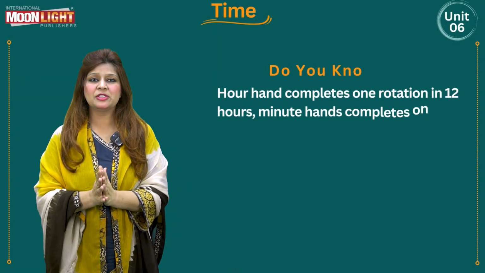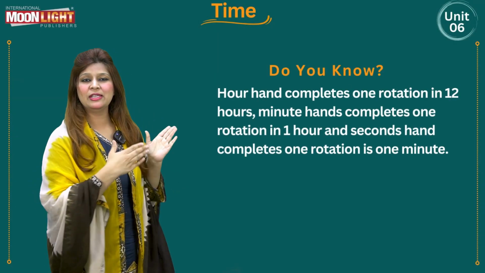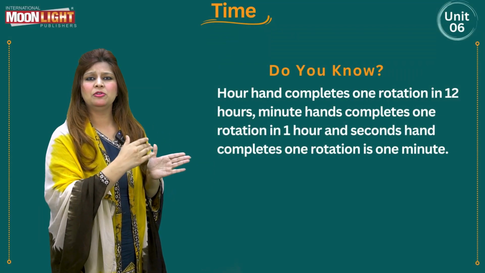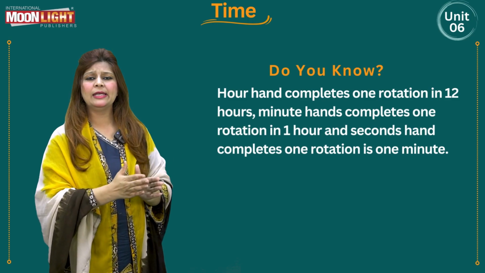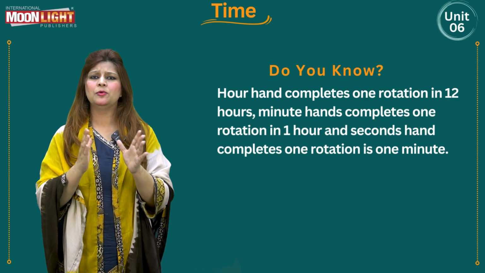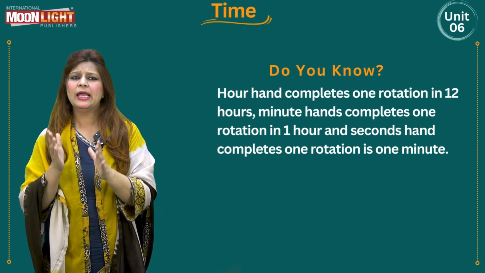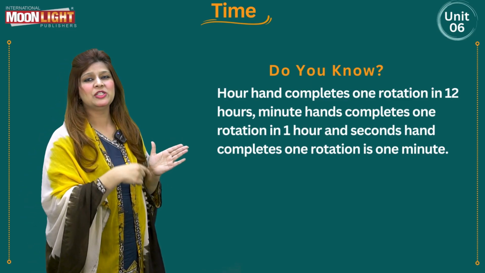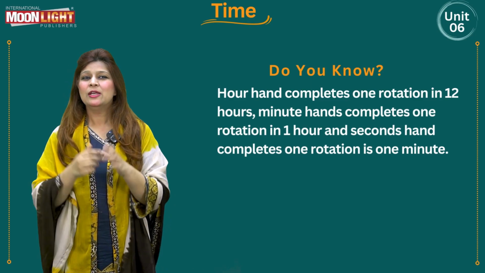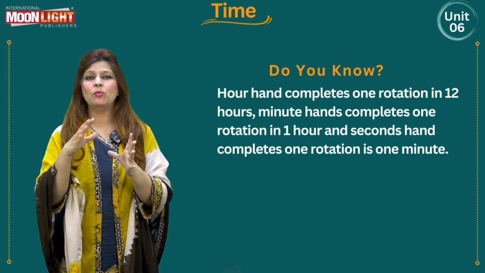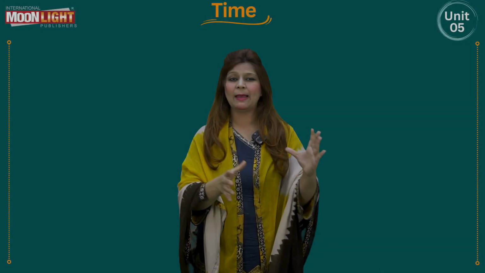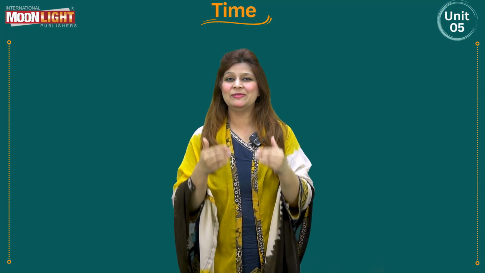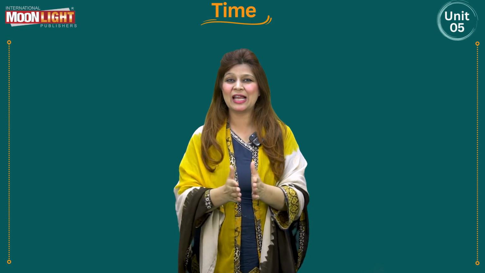Do you know an interesting fact? Yes, the fact is that the hour hand completes one rotation in 12 hours. The minute hand completes one rotation in 1 hour, and the second hand completes one rotation in just 1 minute. So this goes on and on, and the time goes on. That is why the time is moving, because the clock needles are moving.